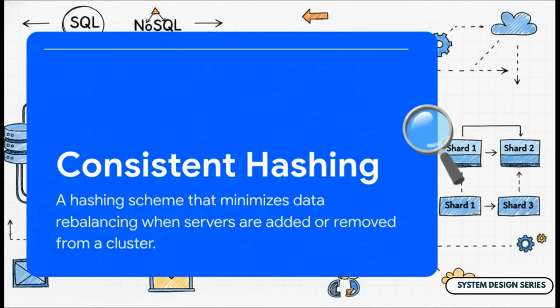It's mathematically elegant. Just imagine a circle, like a clock face. You place your servers on this circle, and you place your data keys on it too. To figure out where a piece of data belongs, you just start at its position on the circle and walk clockwise until you hit a server. That's its home. Now here's the magic. When you add or remove a server, only its immediate neighbors on the circle are affected. You only have to move a tiny fraction of the data. This insight was an absolute game changer for early distributed systems, like the ones at Amazon.